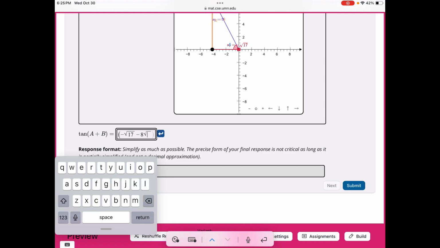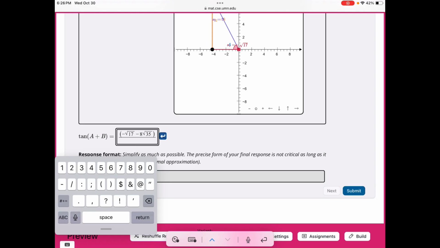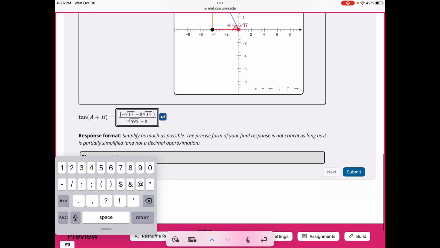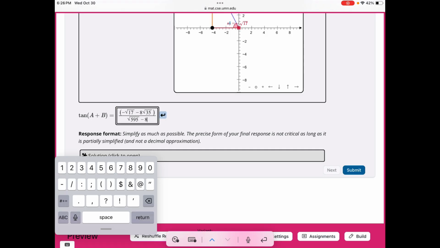Now, if you are the type of person that likes to always rationalize your denominator, you might have simplified this differently than me, and you'd get a slightly different looking expression, but the ultimate numerical value it crunches out to would be the same. So don't worry if it looks a little bit different because you rationalize the denominator. And then my denominator here is square root of 595 minus 8. All right, and let's go ahead and check that.